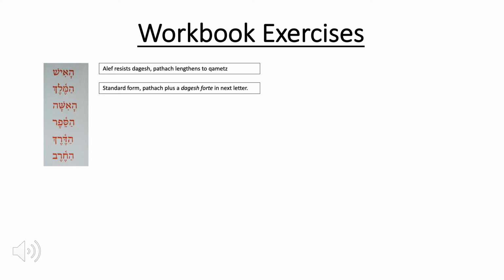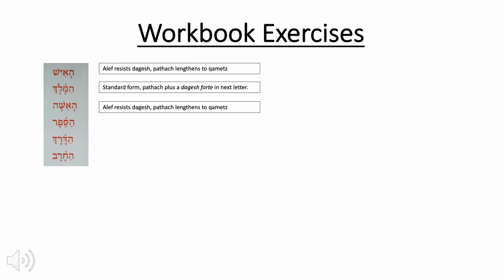Now let's go to the next one, ha'isha. Why do we have a kametz underneath the hey? I'll give you a few seconds. We have the hey plus the kametz for the same reason that we did in number 1. We have an aleph, which resists the dagesh, so the patak has to lengthen to a kametz, so that we avoid having the short A in an open syllable.